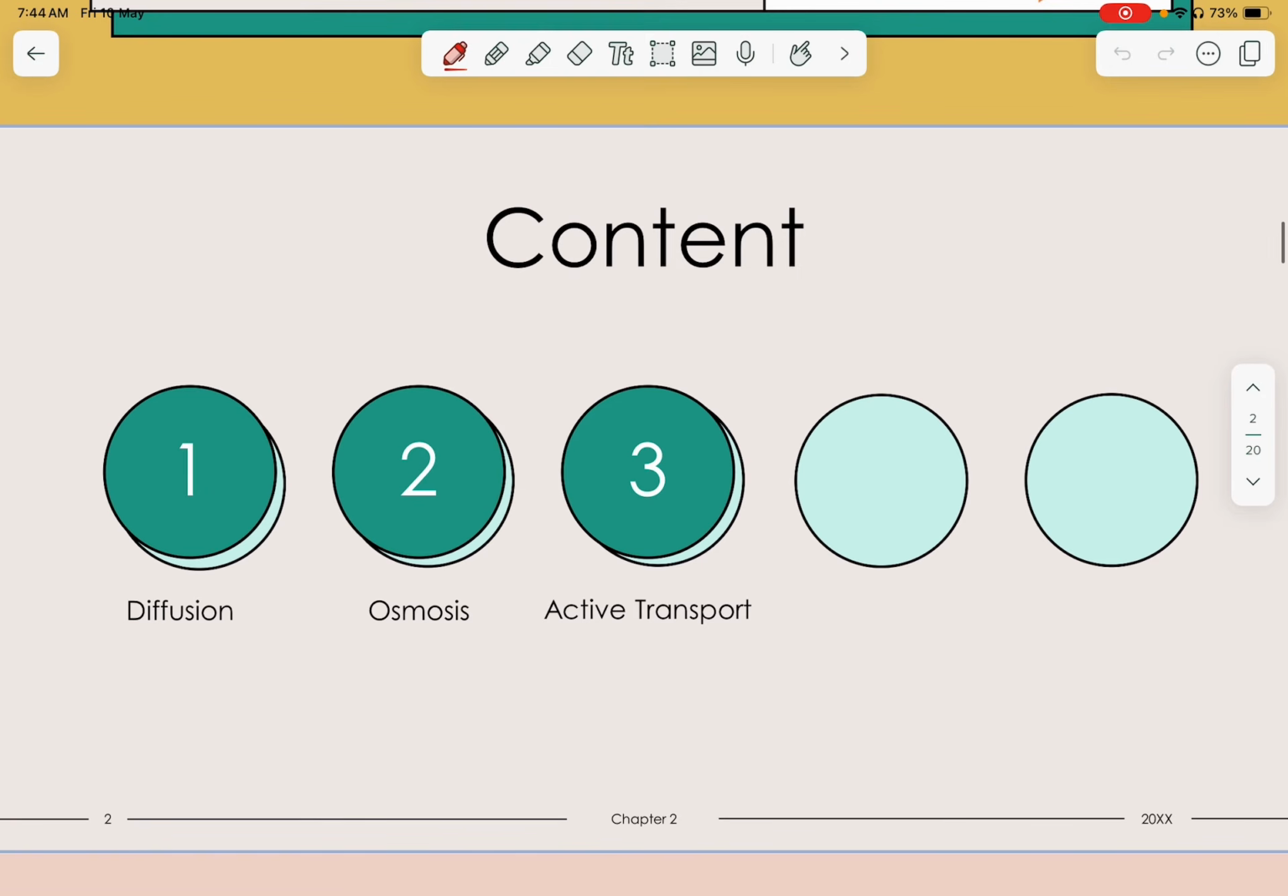So the content today, we're just going to go through diffusion, osmosis, and active transport. All these three processes are very important on their own because in the next few chapters that you're going to learn towards the rest of the syllabus, we have a lot of relationship between diffusion, osmosis, and active transport in our very important life processes in living organisms.